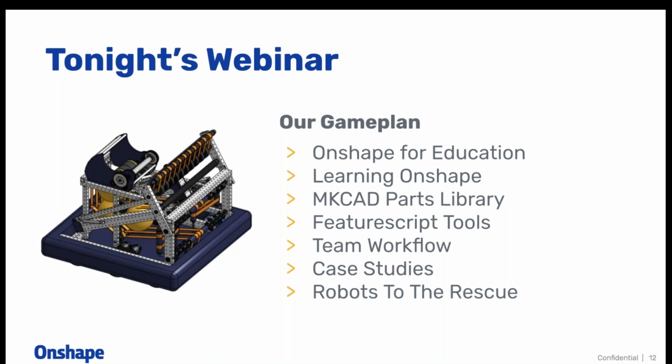FeatureScript is Onshape's platform where users can actually write the code for their own features in the same language that features like extrude or loft or fillet were written. There are a lot of FIRST specific FeatureScript tools, and I'm going to highlight a couple in the webinar today.